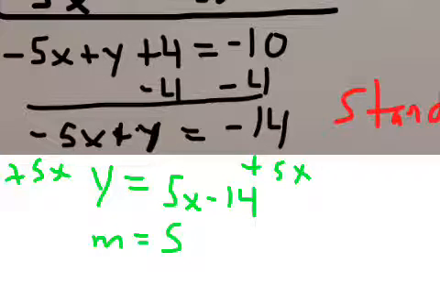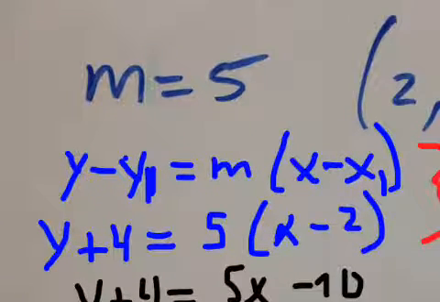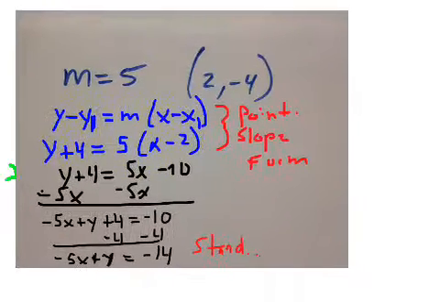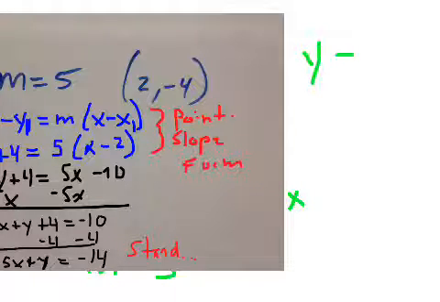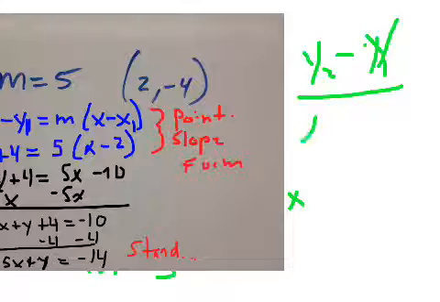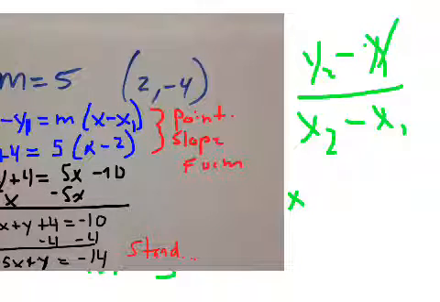And then the middle group of problems, instead of me just giving you the slope, m equals 5, I instead give you a couple coordinates, all right? Once you're given those two coordinates, you have to do the slope formula, which is y2 minus y1 over x2 minus x1. That's ugly up there, but you get the point, okay? And once you find the slope, then you just plug it into the point slope form right here.